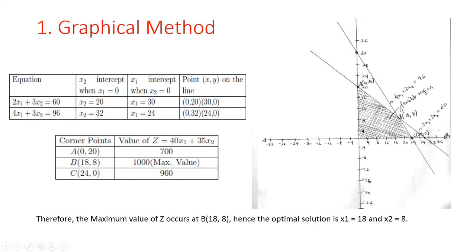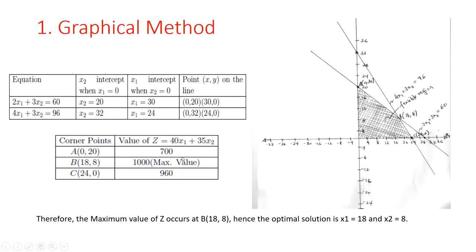For B, here is B. So for this B, x1 is 18 and x2 is 8. See here, 8. So the point value for corner point B is 18, 8. Similarly for C, x1 is 24 and x2 is 0.